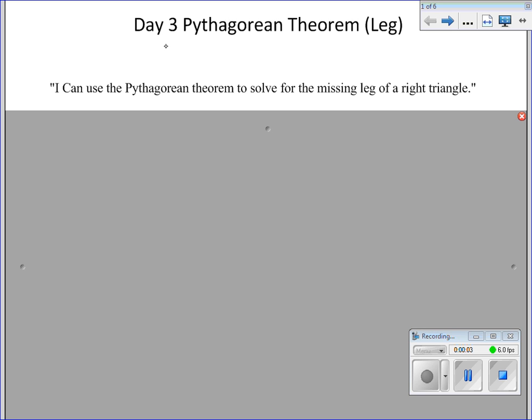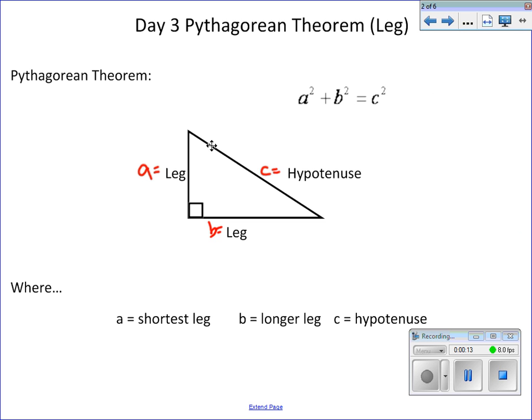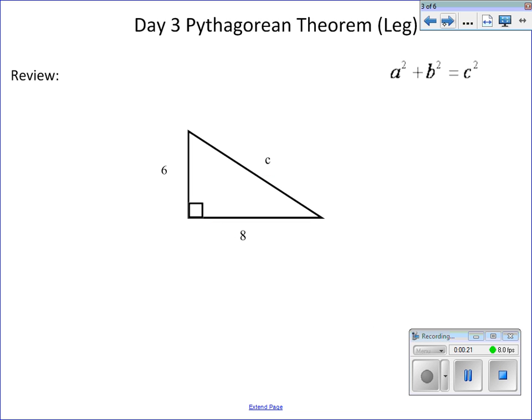Okay, today we're doing day 3 of Pythagorean Theorem, and today we're really going to focus in on how to use the Pythagorean Theorem to solve for a missing leg. Again, the legs are the two shorter sides, and the longest side is the hypotenuse, which is opposite of the right angle.